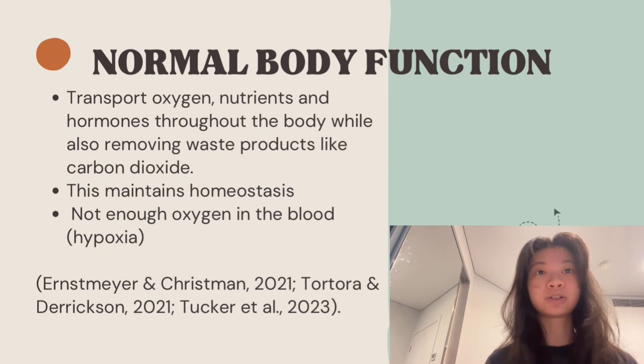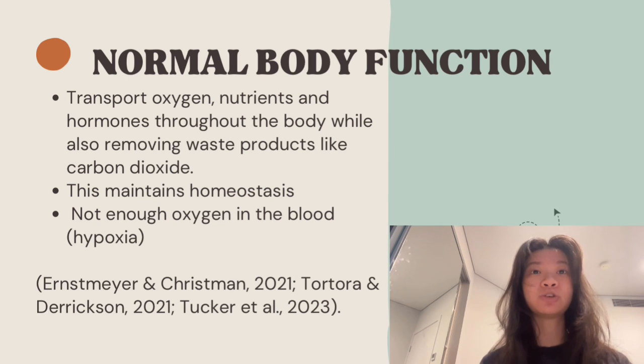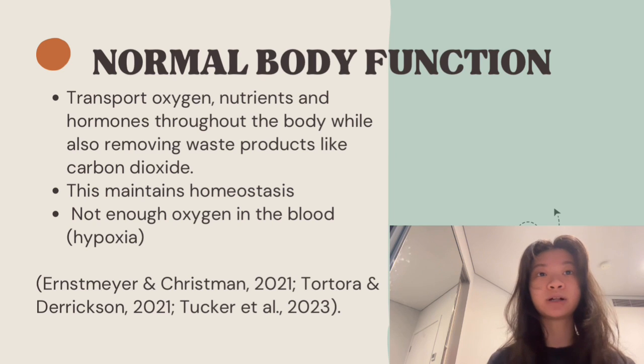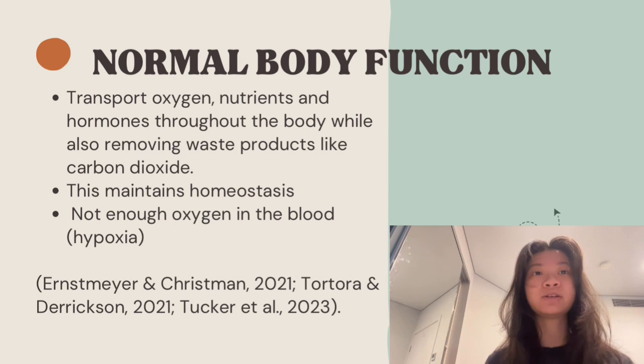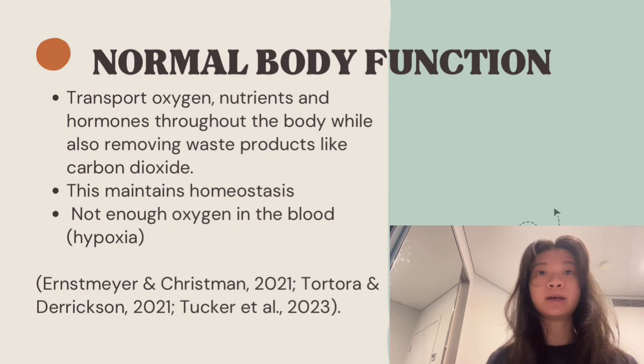So the normal body function. The cardiovascular system is made up of the heart, the blood vessels and blood, and it's to transport oxygen, nutrients, and hormones throughout the body, while also removing waste products like carbon dioxide. And this maintains homeostasis by making sure that every cell, tissue, and organ in the body has enough blood and oxygen to function properly, and by controlling the blood pressure. So if there's not enough oxygen in the blood, it can cause anxiety, confusion, and restlessness, and if it worsens, a patient might lose consciousness. This is called hypoxia.